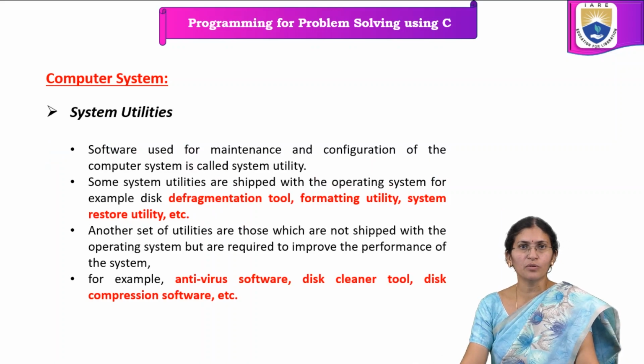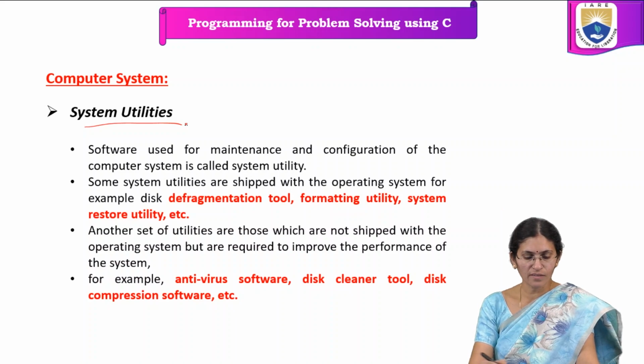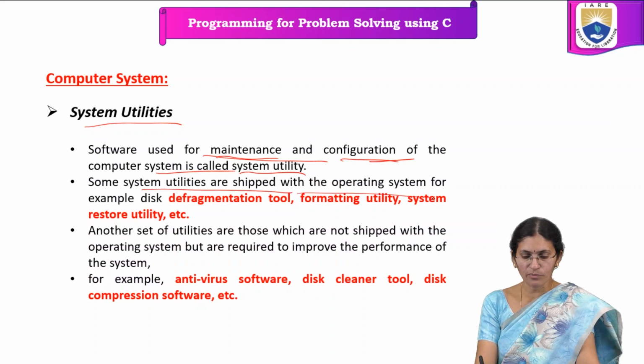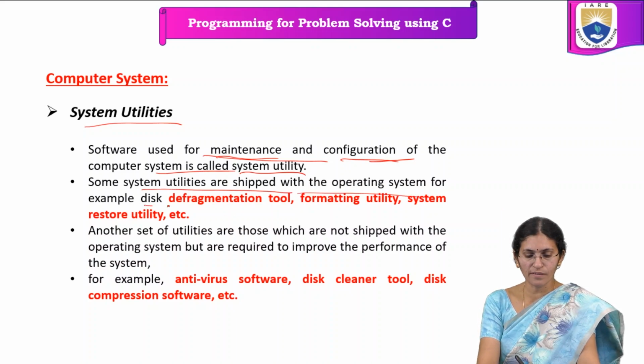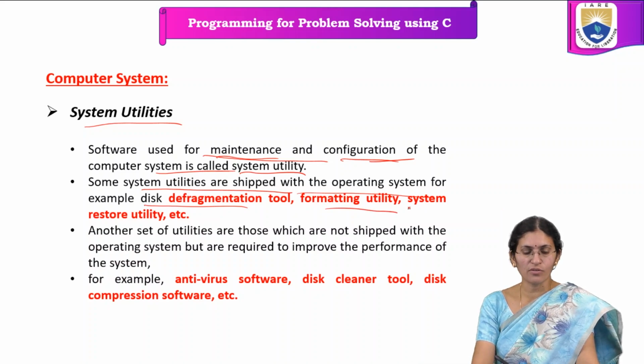Next, coming to system utilities. This also comes under system software. What are system utilities? Software which is used or required for maintenance and configuration of the computer system is called a system utility. Some system utilities are shipped with the operating system, for example the disk defragmentation tool, the formatting utility, and the system restore utility.